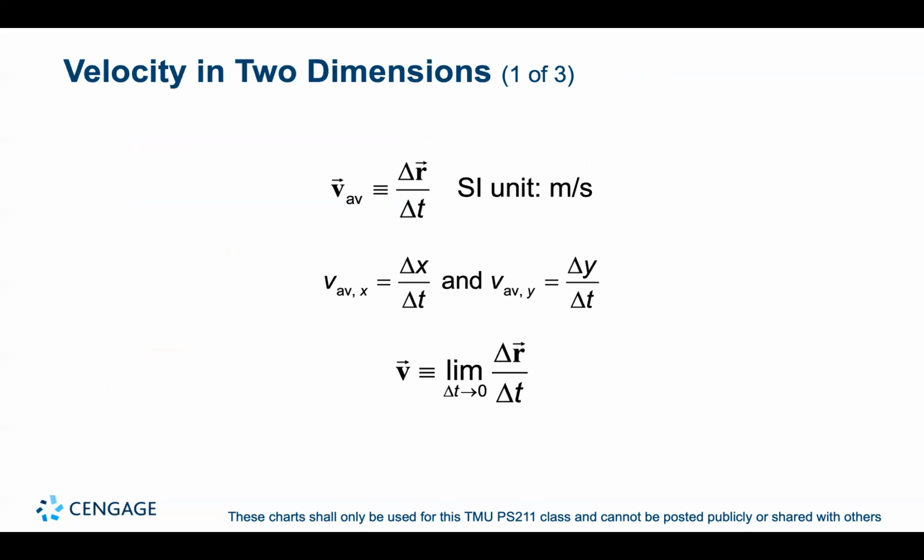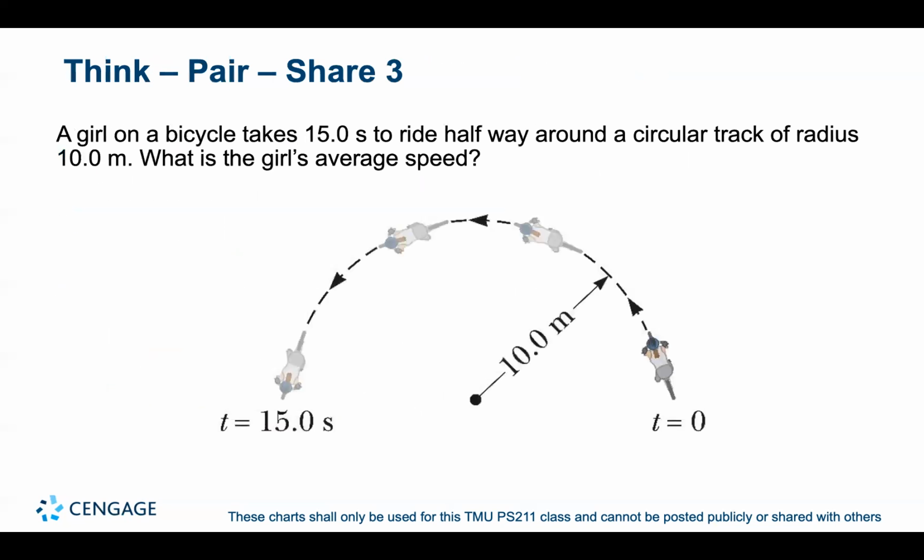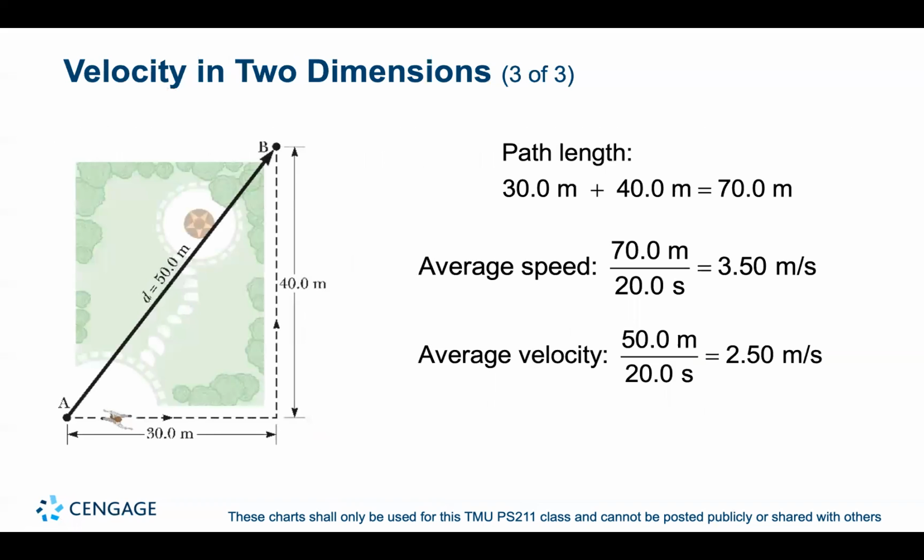So, and here is the average velocity. Going back to this question that we were just talking about, it's basically delta R over delta T. And so that would be 2R over delta T. So that's 2 times 10 divided by 15, which is 1.33 meters per second. So think about that a little bit, and we'll continue to move on.